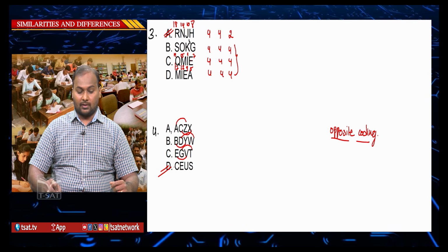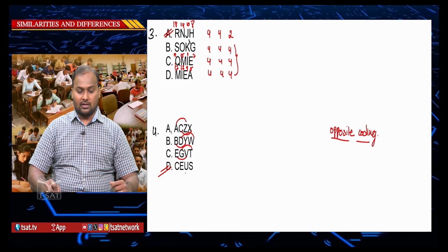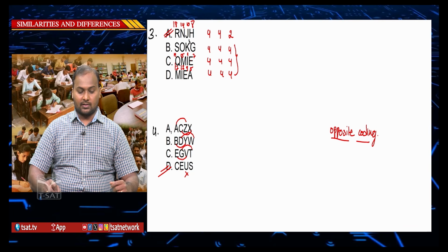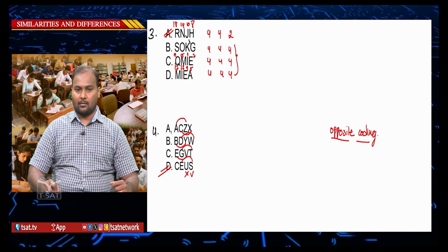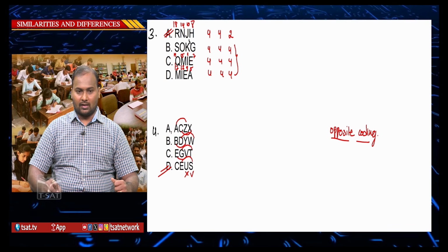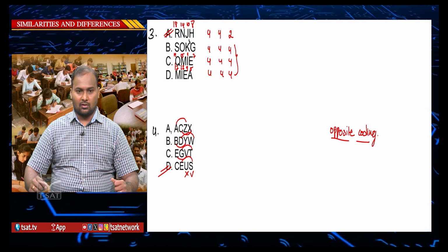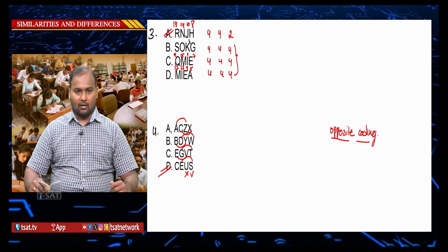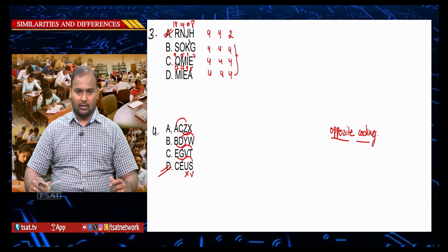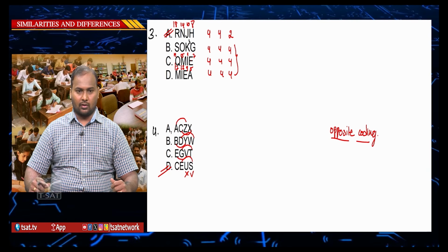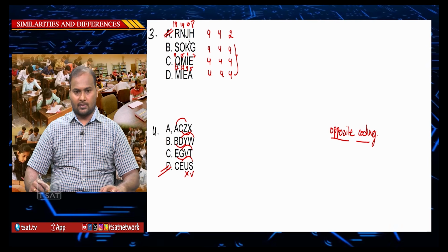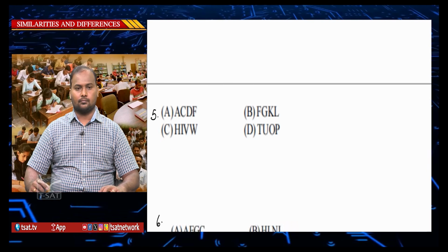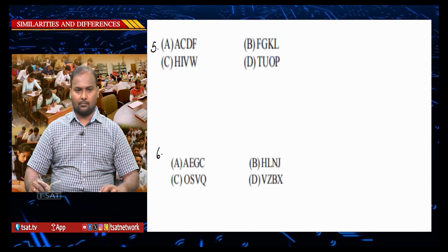But in case of option D, C opposite is X, but it is U here, and E opposite is V here. So X and V should be there, but instead you have U and S. So obviously option D becomes wrong, and the remaining all are correct. What is the similar thing that is there? That is opposite coding in case of option A, B and C. Next type of question. See here as well.